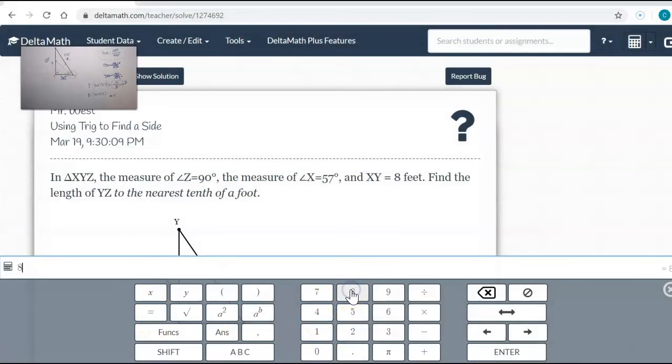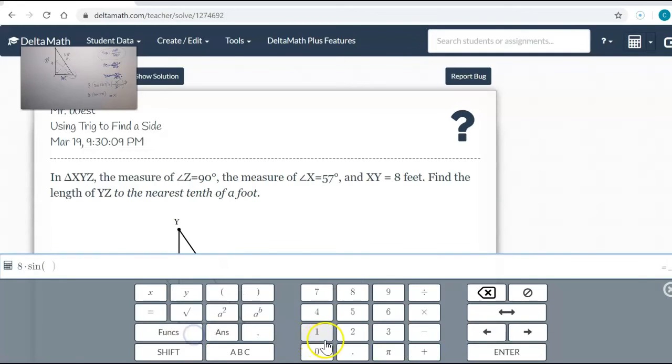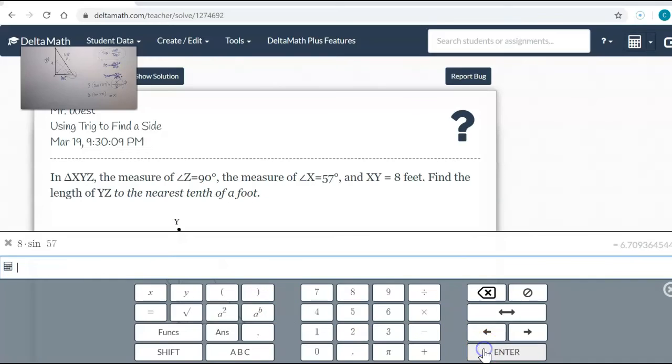So I'm going to type 8. I'm going to click on 8 and see it pops up over here. Times, I don't have any trig functions, so I press functions and up come my trig functions. Sine, then I press back to go back to numbers. 5, 7, close my parentheses, and see I've got it over here, 8 times the sine of 57. And I come over here and I just press enter. And all the way over here on the right, here's my equation way over here in Los Angeles, and way over here in Atlanta, we've got the answer, 6.0709. That is the actual length of my segment.